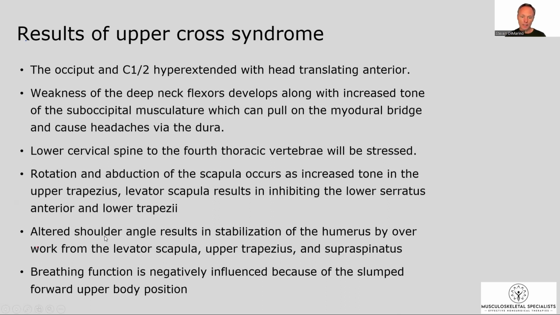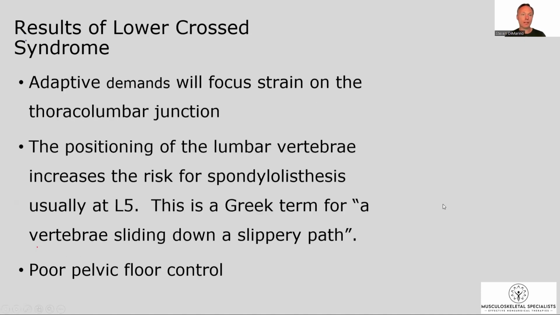Okay. The altered shoulder angle is going to throw the humerus off, right? And if any joint is not centered, you will get arthritis and bone spurs in that joint over time from the asymmetry of the muscles pulling on it. Okay. Breathing function is going to be negatively influenced because you're slumped forward. If you're slumped forward, your diaphragm doesn't work. If your diaphragm doesn't work, you're slumped forward. That's why you need to have somebody stepping in to help.